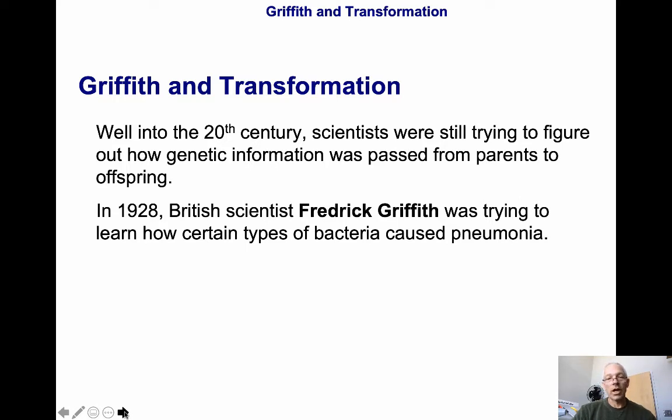All right, so well into the 20th century, we knew that organisms reproduced and that offspring resembled parents and that siblings resembled siblings. So this was things that we've known forever. And so there was an assumption that there was some information, this genetic information passed from parents to offspring, but we didn't know what it was.